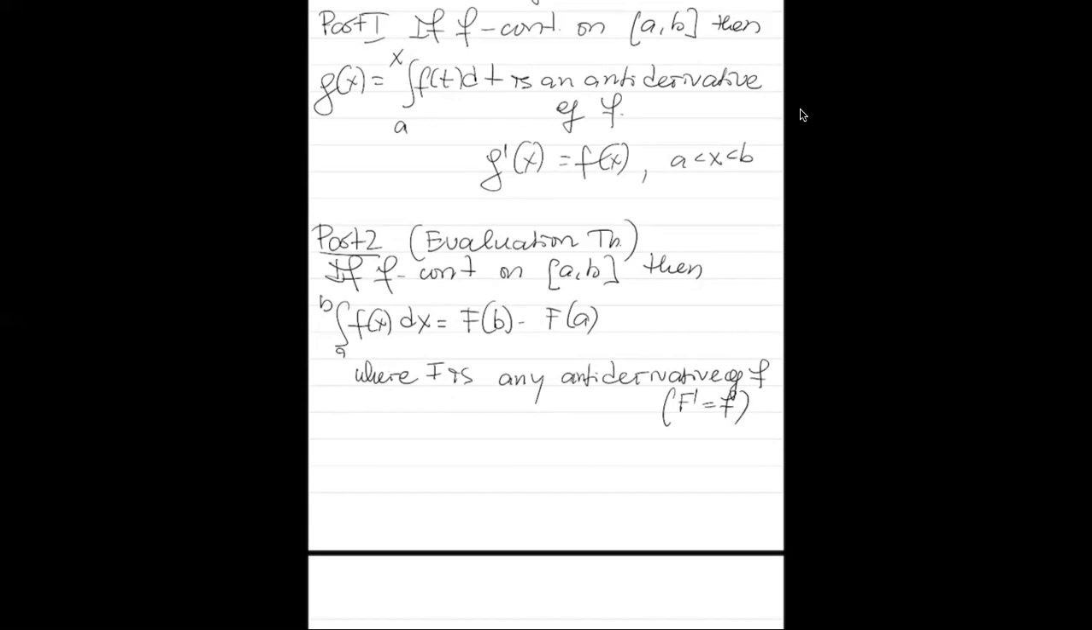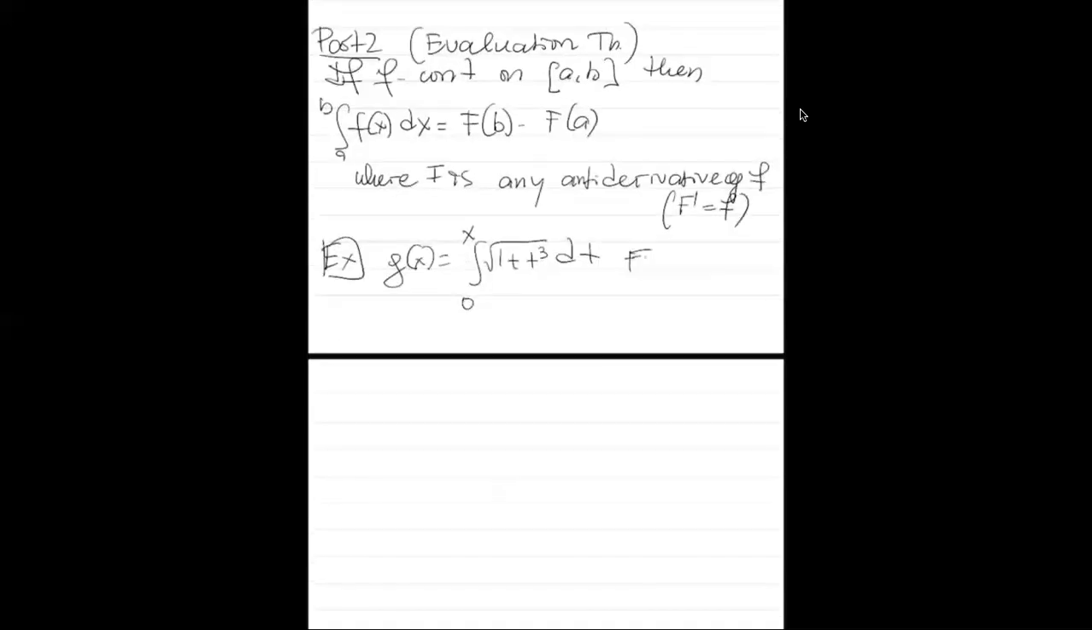So example, if g of x is equal to integral from 0 to x square root of 1 plus t to the third dt, and we want to find g prime of x, that's d dx of this function, g of x. So what we're doing here, we're integrating then differentiating. And so that's the part 1 of our fundamental theorem of calculus. The integration, differentiation are inverse processes.